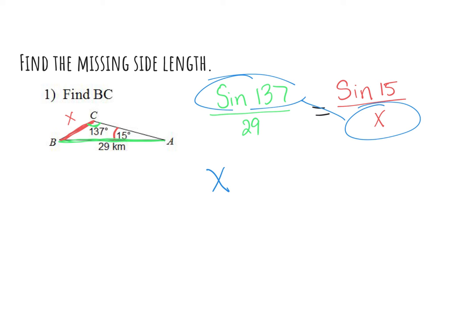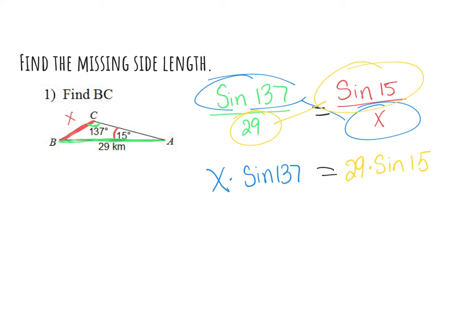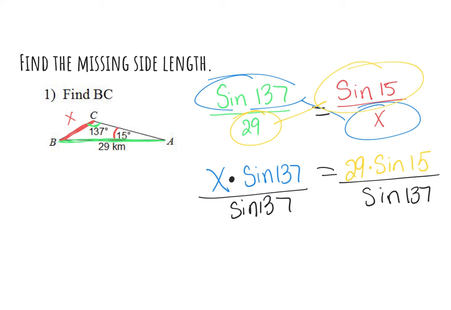We are multiplying, so x times sine of 137. This has to equal, cross multiply again, 29 times the sine of 15. We want to get x by itself because we are multiplying x times something. The inverse will be to divide by that something. And what you do on one side, you do on the other. So sine 137 over sine of 137 cancels out.